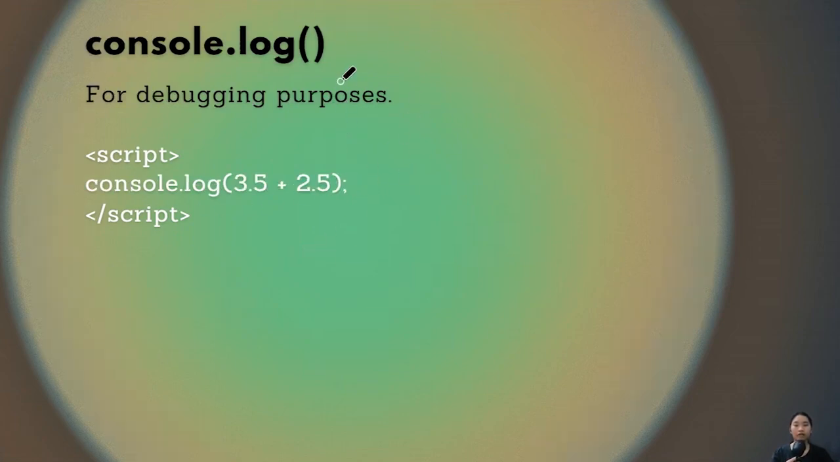Last but not least, we have console log. It's for debugging purposes. We have the float, 3.5 plus 2.5. This will give us 5.5. And you can console log like that, and it just pushes it up there on your browser.